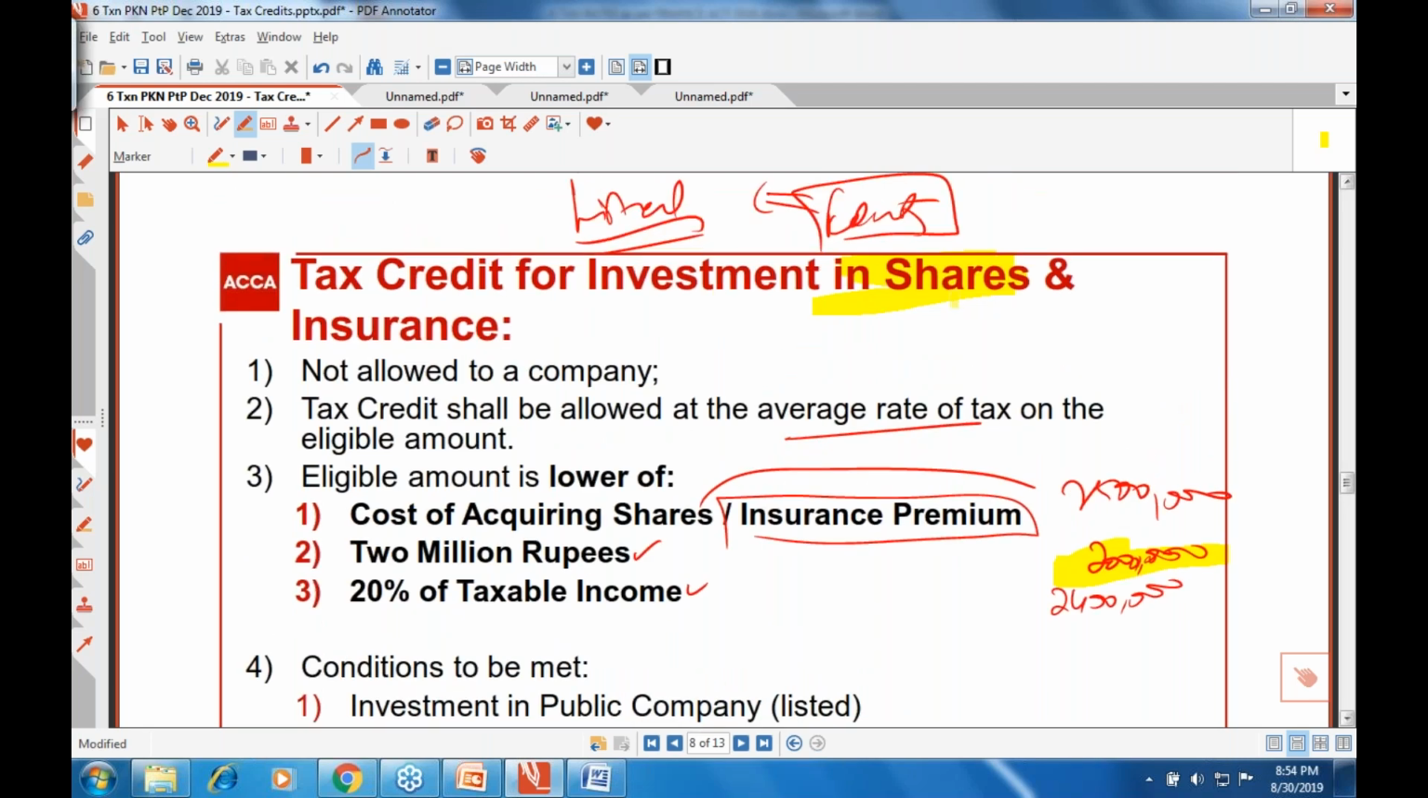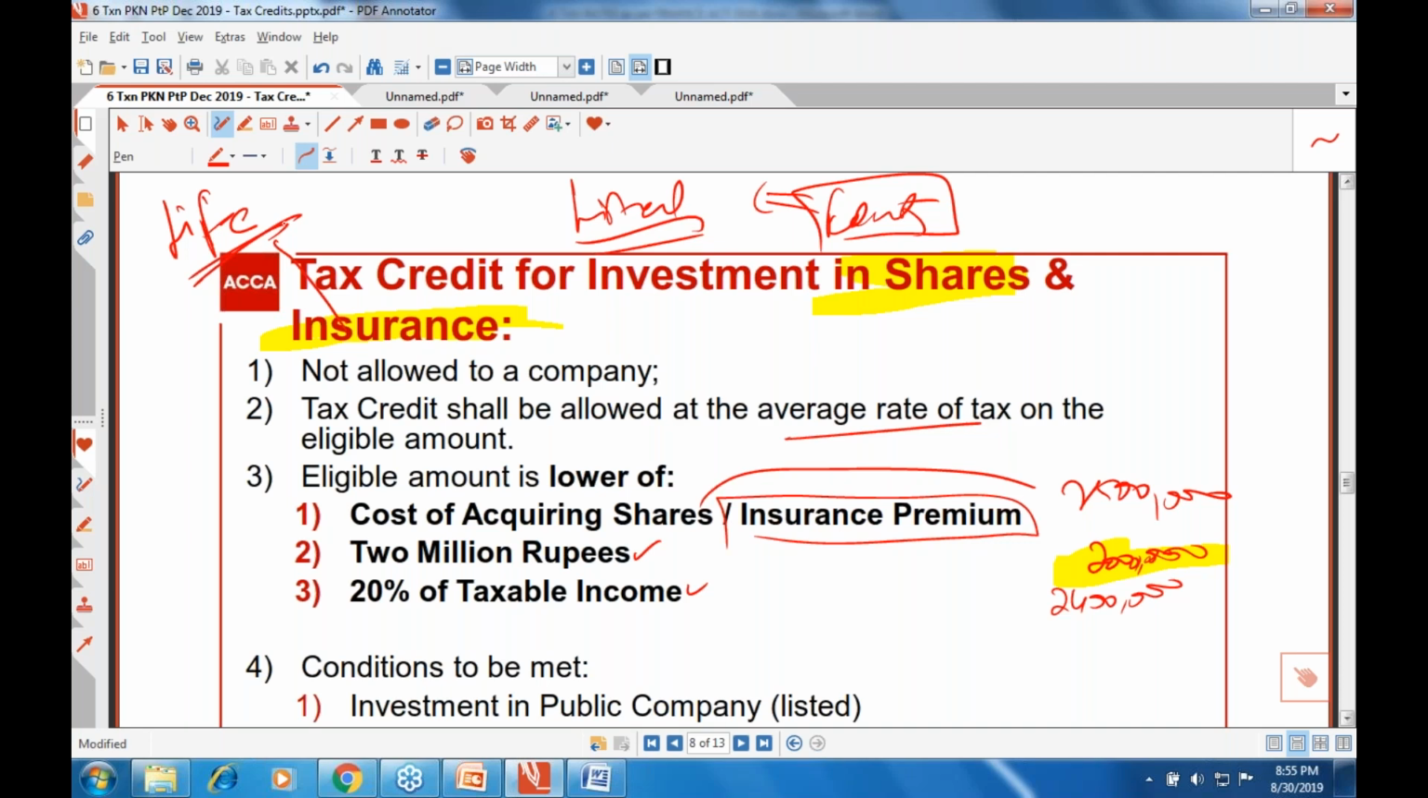It says tax credit for investment in shares and insurance. Now, what insurance do we mean by this? This refers to life insurance. The government wants to encourage people to invest in their safety, so it has given this tax credit scheme for investment in life insurance. If you pay premium to a life insurance company, then you're also allowed to claim a deduction for the life insurance premium that you have paid.